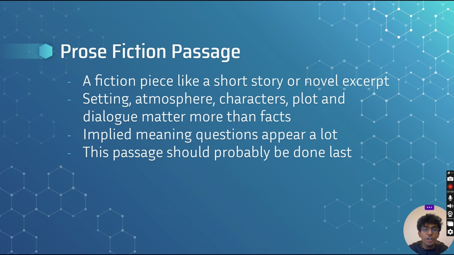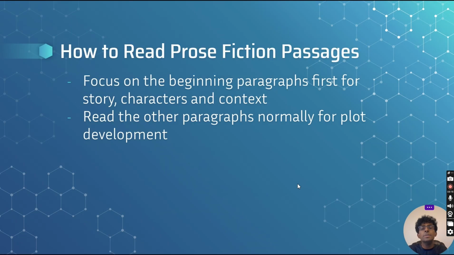In my opinion, unless you're really good with fiction, you should probably do this passage last, since it's going to take you the most amount of time to understand what's going on and then answer the questions. I feel like the other passages are a lot more straightforward, and the answers themselves are a lot more straightforward as well. But specifically, how do we read prose fiction passages?